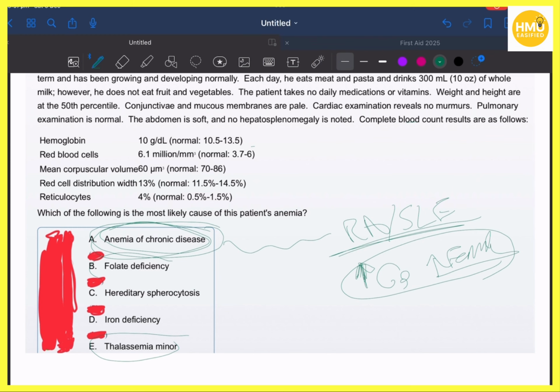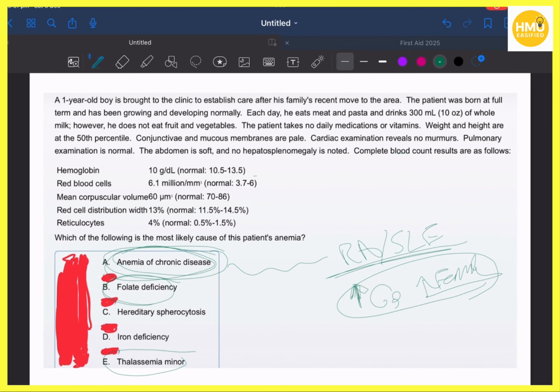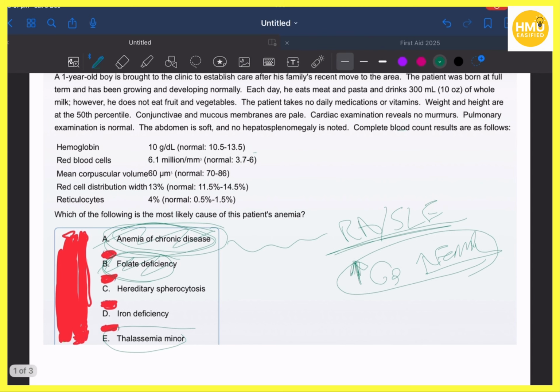Folate deficiency, you might suspect in this patient because he doesn't eat fruits or vegetables, but at the same time this patient does not have macrocytic anemia because the MCV is low, so it obviously is not answer A. Hereditary spherocytosis is actually a hemolytic disease. There is recurrent hemolysis, and these patients come with a triad: jaundice, splenomegaly, and hemolytic anemia. So he doesn't have any of those actually.